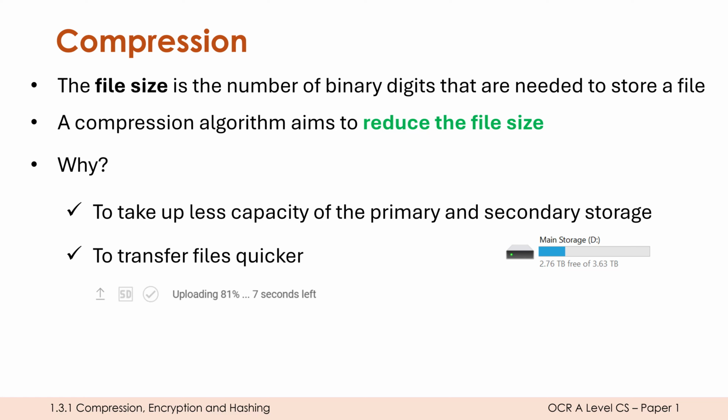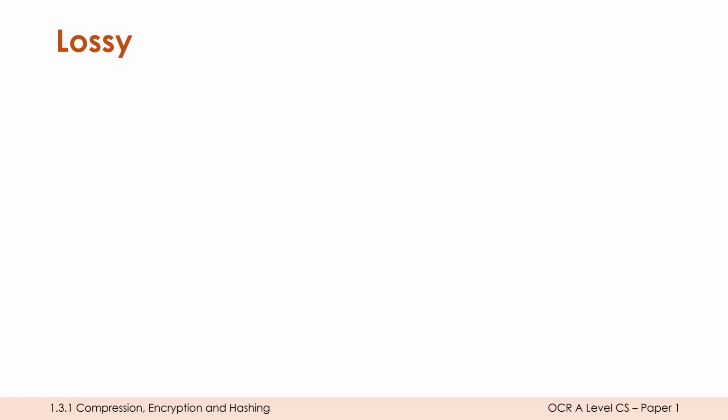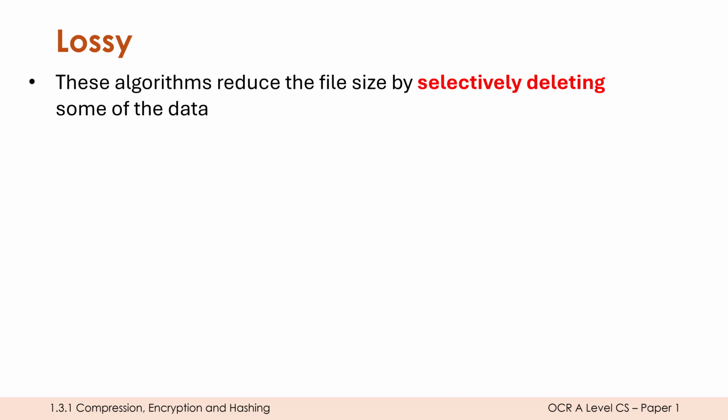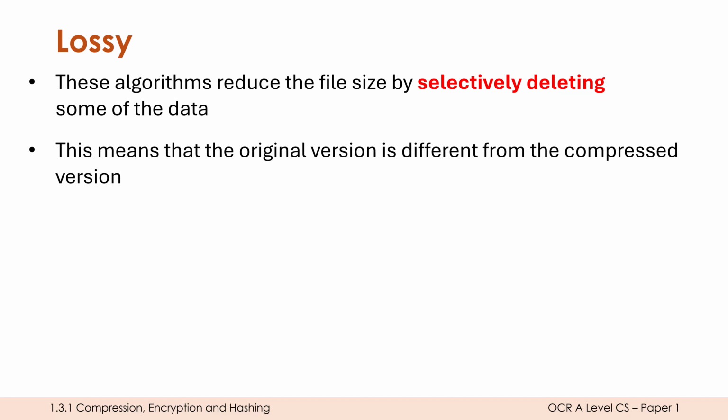Now, like I said at the start, there are two categories of compression algorithms. The first one we'll look at is lossy compression. So lossy compression are the algorithms which reduce the file size by selectively deleting some of the data. Now, this is the most obvious way to reduce file size, just delete some of the data, but it is selective, right? We're not just randomly cutting out bits of the file. We are choosing what is going to have the least impact on our user. One of the consequences of selectively deleting some of the data is it means the original version of your file is different from your compressed version.